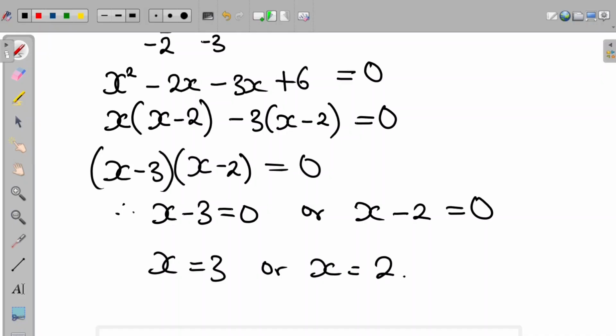Now at this point, we can check the validity of our results and also see if we're going to have an extraneous solution. So let's put in the value of x equal to 3 and the value of x equal to 2 to check if we have an extraneous solution.